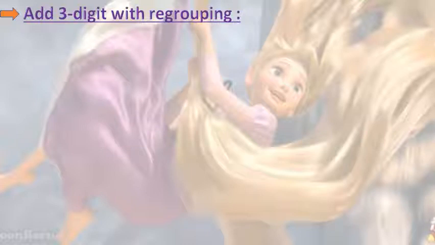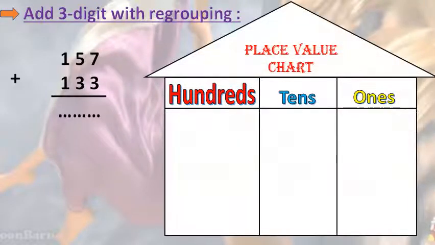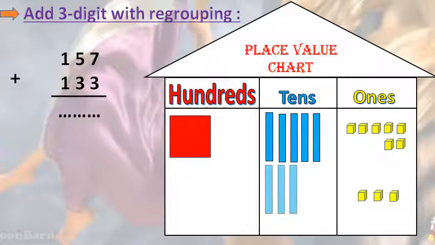We want to add 3-digit numbers with regrouping. So I have 157 plus 133. The same steps. Go to the place value chart, start putting the ones first in the ones room. So I have 7 for the first number. I'm going to put 7 ones and go to the tens room. I'm going to put 5 tens, and for the hundreds I'm going to put 100. What about the next number? Yes, 3 in the ones, 3 in the tens, and 1 in the hundreds.